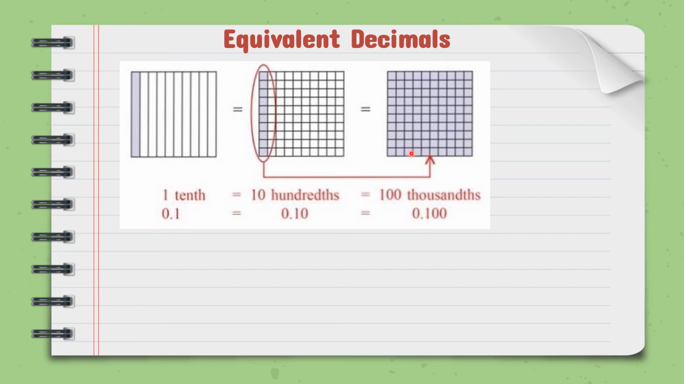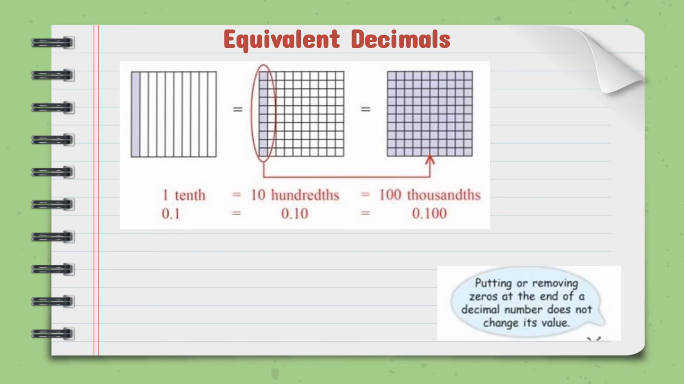So 100 is considered as the equivalent fraction. 100,000 is an equivalent fraction. So 0.1, 0.10 and 0.100. When we solve more examples based upon this, you will understand it in a better way. Putting or removing zeros at the end of the decimal number does not change its value.